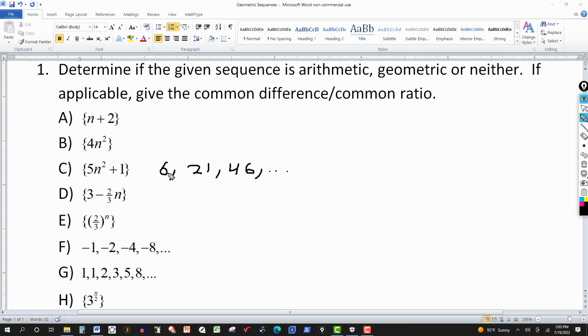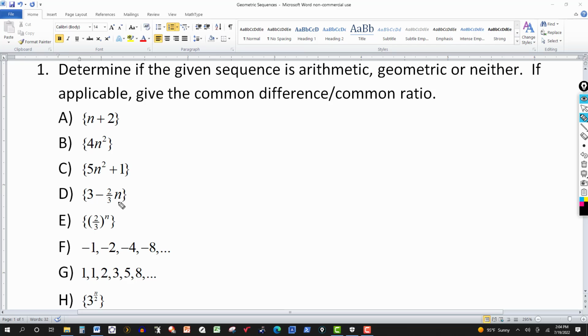Okay, well you can see from 6 to 21, it's not the same as from 21 to 46. In other words, the difference between 21 and 6 is not the same as 46 and 21. So it's not arithmetic. It is not geometric because if I take 21 over 6, that's not the same thing as 46 over 21. So this one, again, is neither.